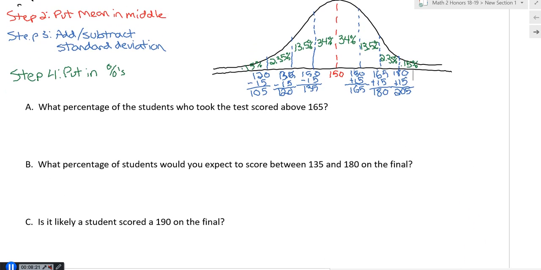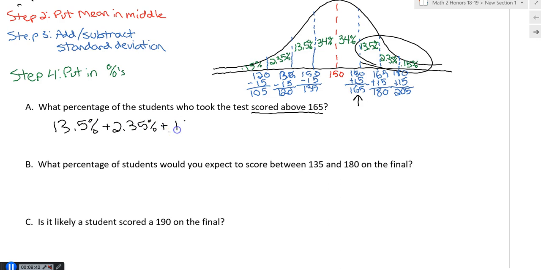Okay. So now that we have that, let's look at our questions. The first question says, what percentage of the students who took the test scored above 165? Well, here's 165. I'm just going to add up everything above it. And then you get 16%. And that's it. All right, so the hardest part is drawing that normal curve and remembering those percentages. But once you remember those percentages, these problems are very easy.